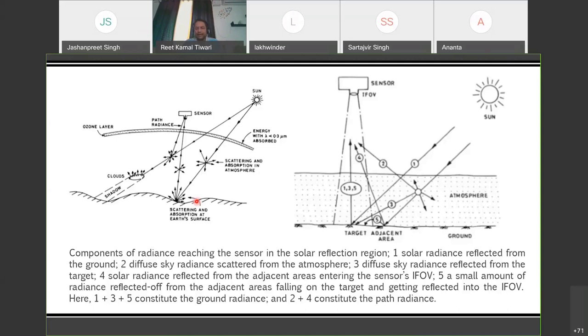And that is why when we analyze the image, we have to first do the atmospheric correction. Here we analyze the atmospheric water content and other things. Different models are used, and then we correct the image and subtract this path radiance from the images.